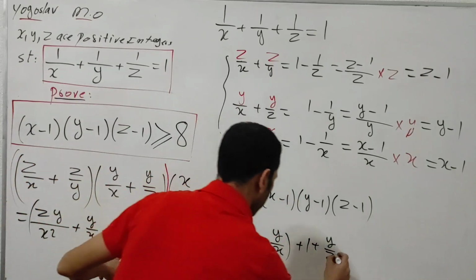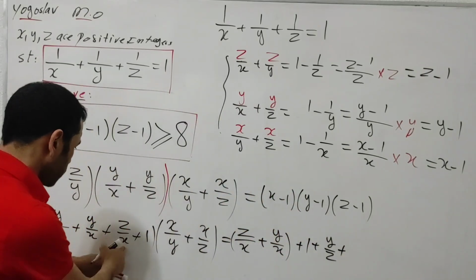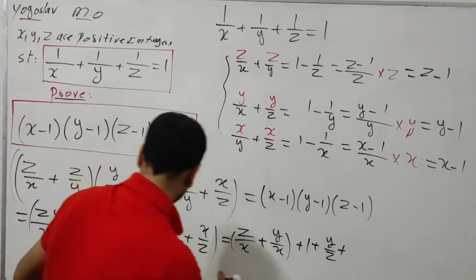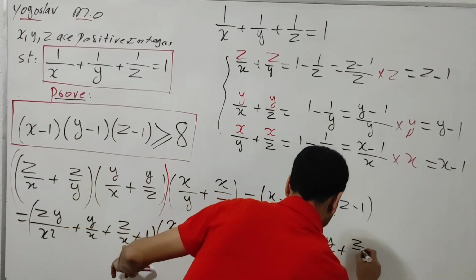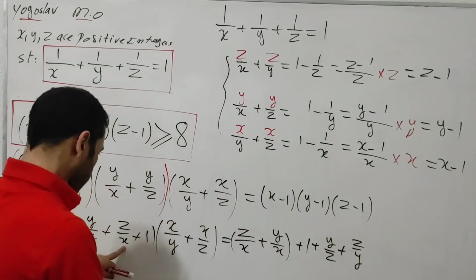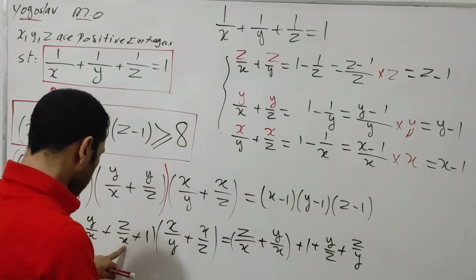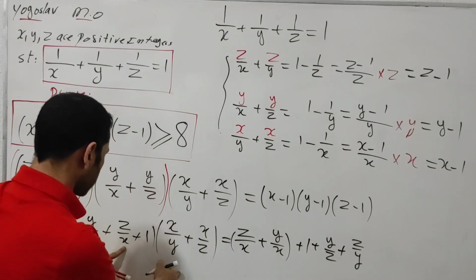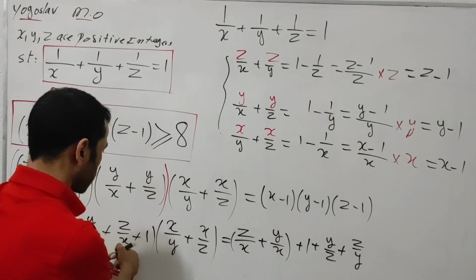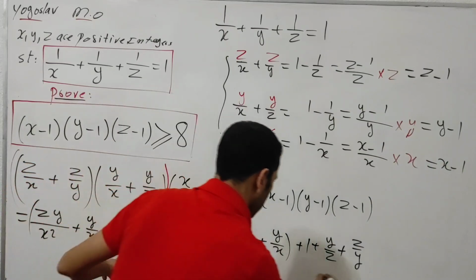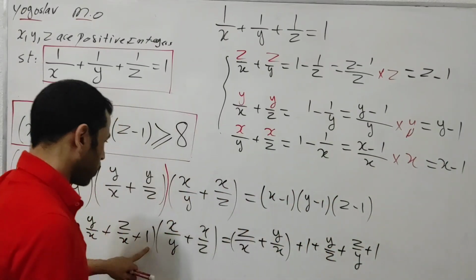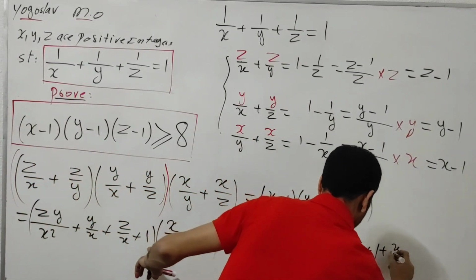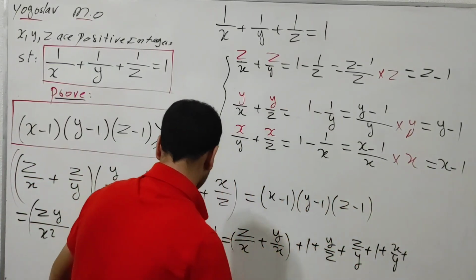Now I'm going to move over to this term. So x will be cancelled out, and I will be left with z over y. Then this term is multiplied by this term. X will be cancelled out and z will be cancelled out because this one is a reciprocal of this one. I will have plus 1 plus this term, the last term. I will get x over y plus x over z.